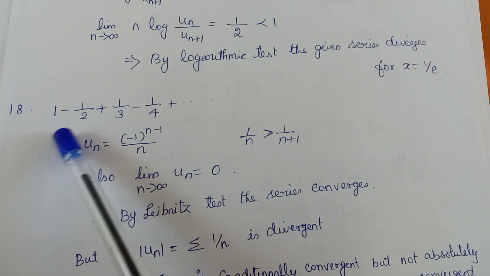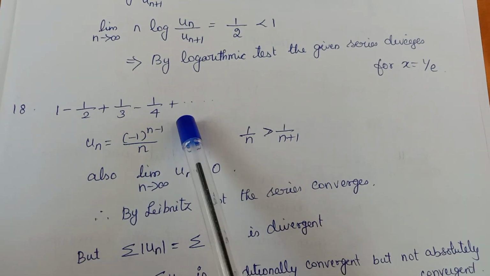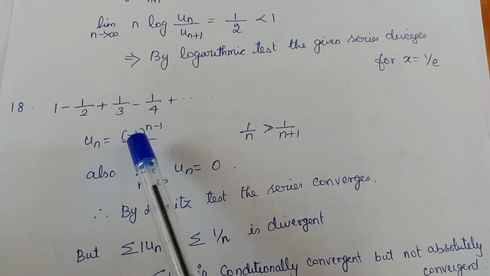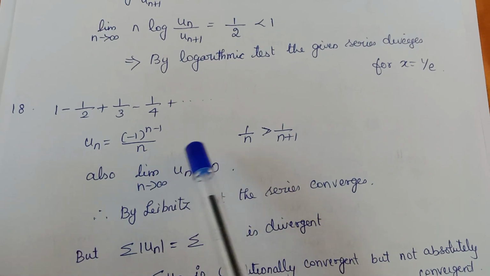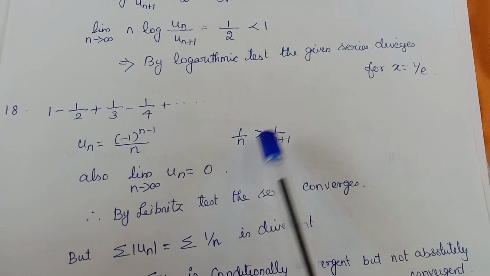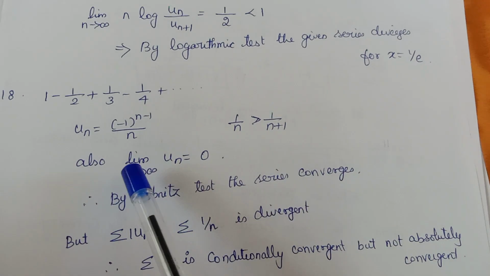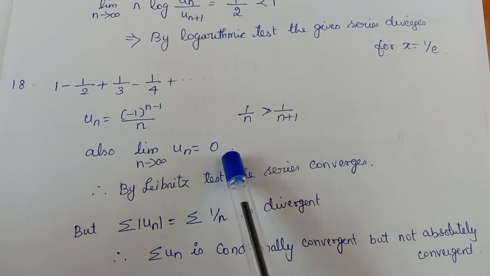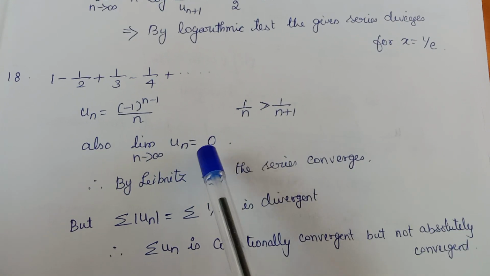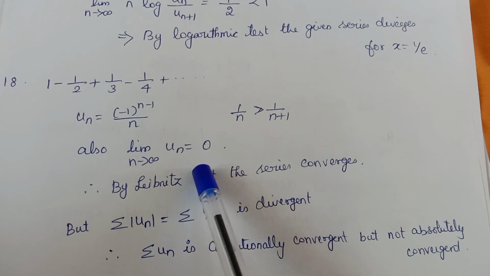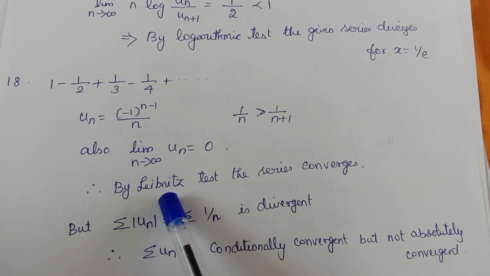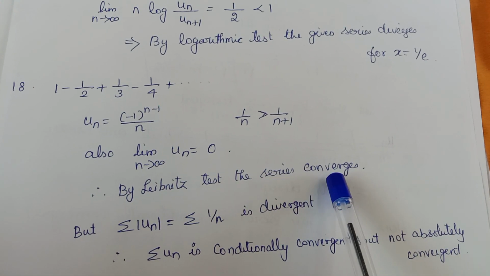Next problem: 1 minus 1 by 2 plus 1 by 3 minus 1 by 4 plus etc. So un is minus 1 power n minus 1 by n. Here see, 1 by n is always greater than 1 by n plus 1, no? Also, as n tends to infinity, un equal to 0. Therefore, the conditions for the Leibniz test are satisfied. Therefore, by Leibniz test, this is a convergent series.